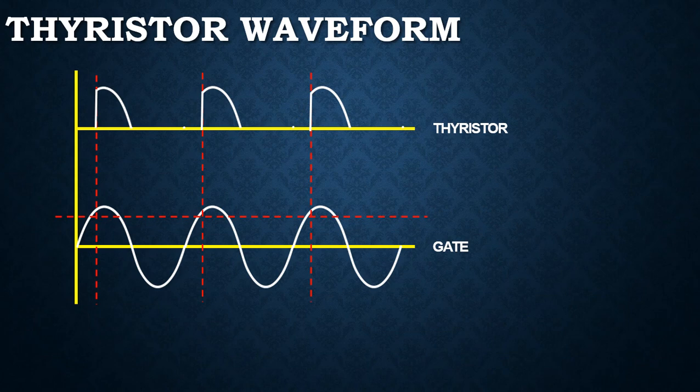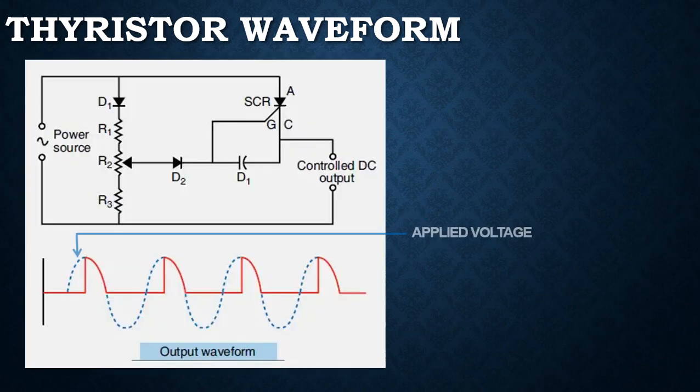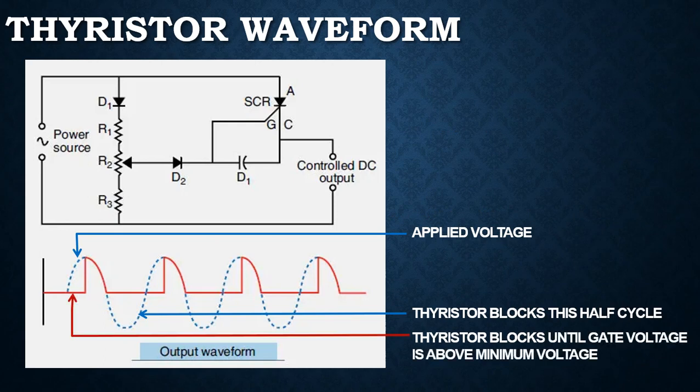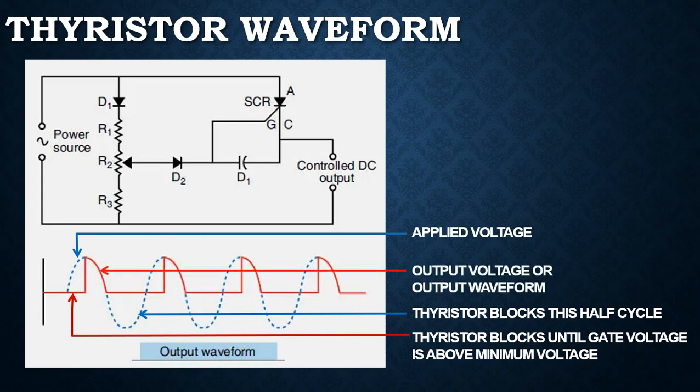To summarize the waveform, the broken lines is the applied anode to cathode voltage. And during positive half cycle, the thyristor conducts. While during the negative half cycle, the thyristor blocks this cycle or it does not conduct. Thyristor output is at 0 until the gate voltage is above the minimum voltage. And this is the output of a thyristor.